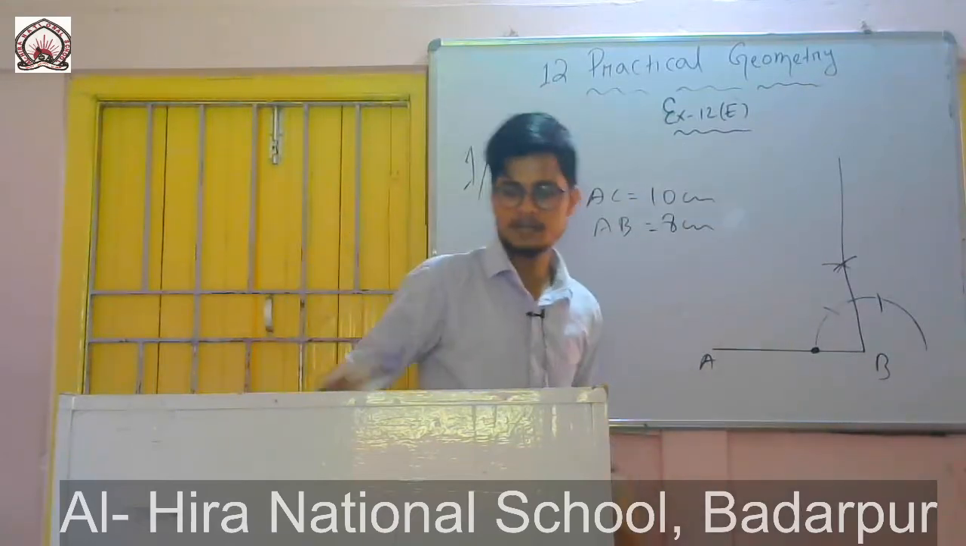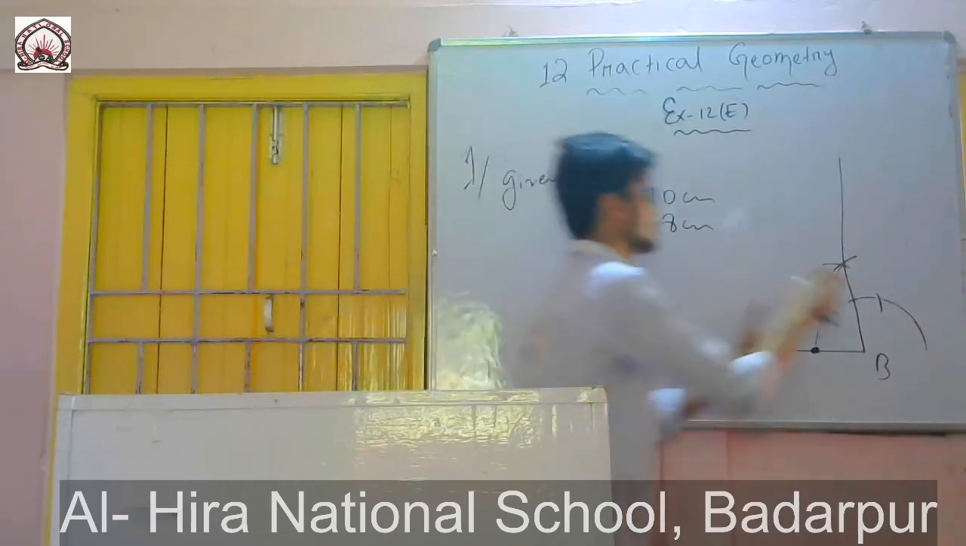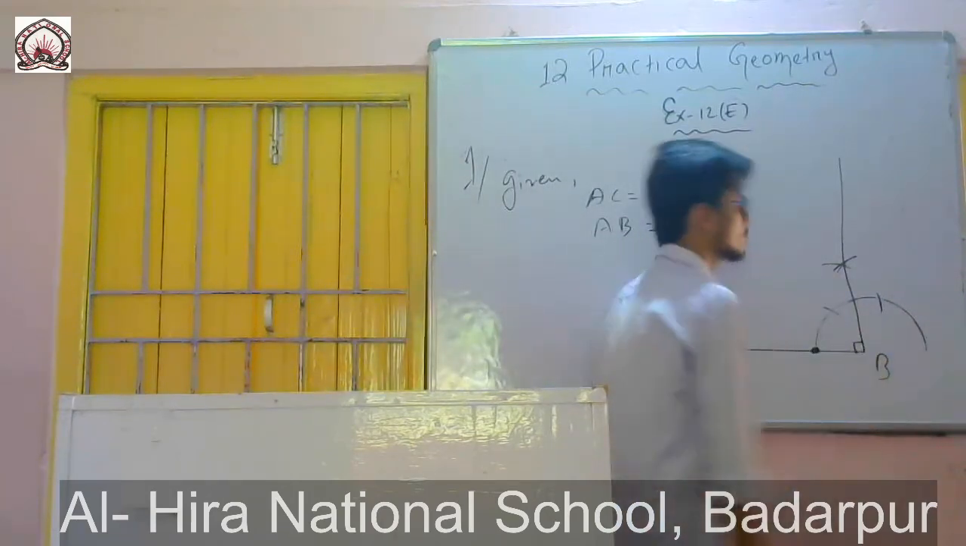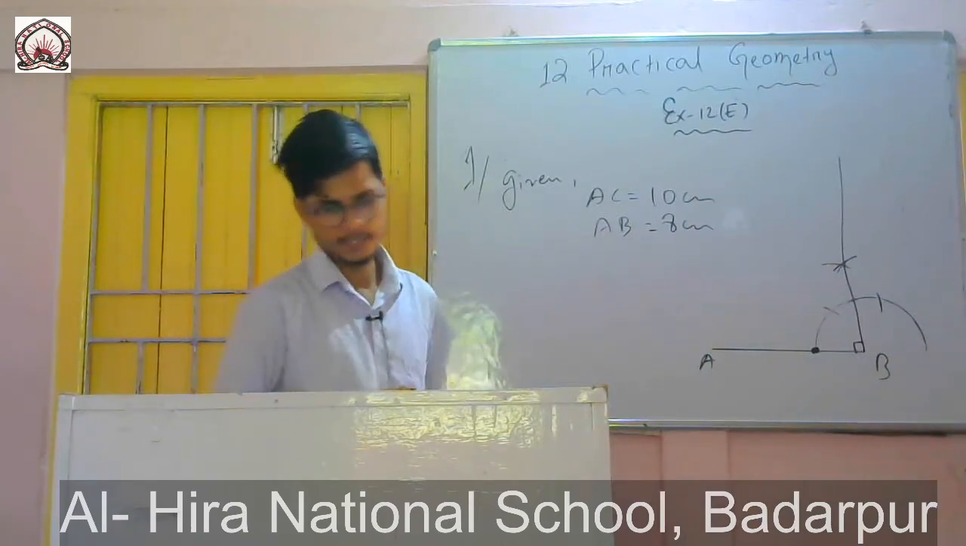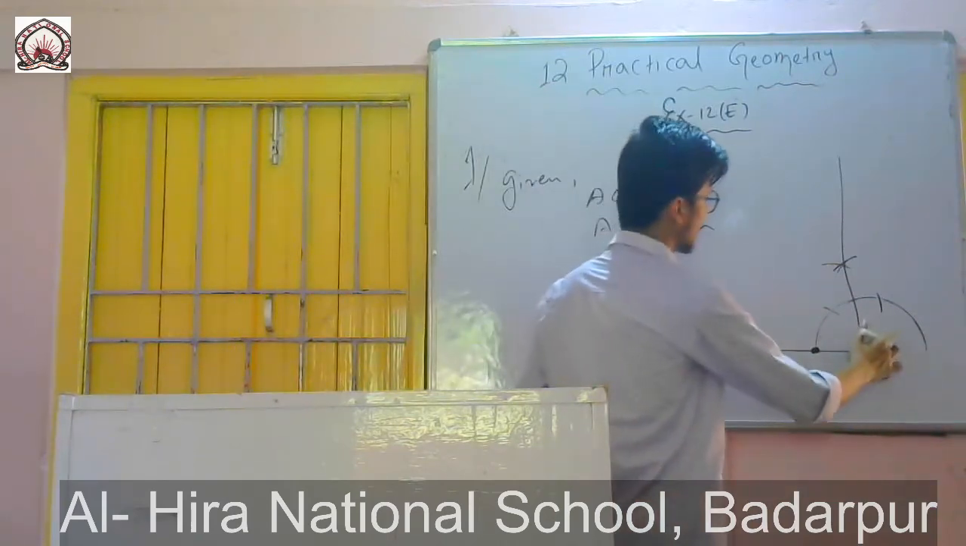After that you can check it also. If you take out your protractor and put it here, you will find that this angle is equal to 90 degrees. So now it is given that AB, we have drawn, and this angle also we have drawn.